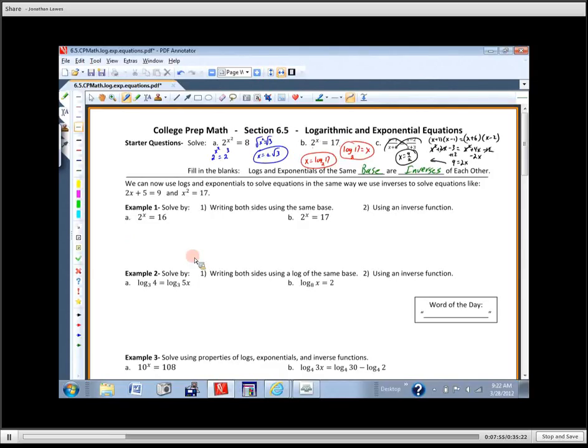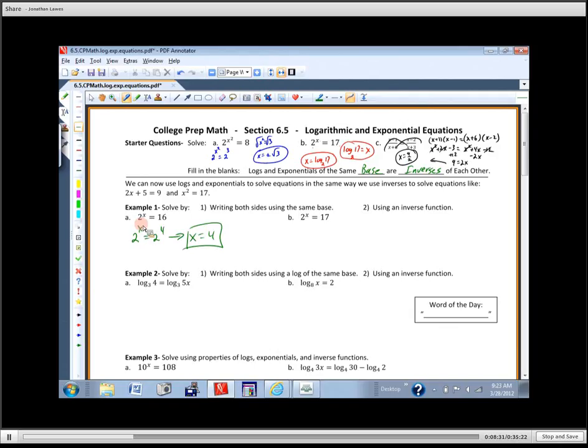Now it says write both sides using the same base and use an inverse function. So we've solved these right here by using that idea. Well, if we make the bases the same, the exponents have to be the same. So on this problem right here, we do 2 to the x and we do 2 to the 4th. And what that means is if the bases are the same, then the exponents have to be the same. So that's got to mean x is equal to 4. But what is the inverse of that function right there?